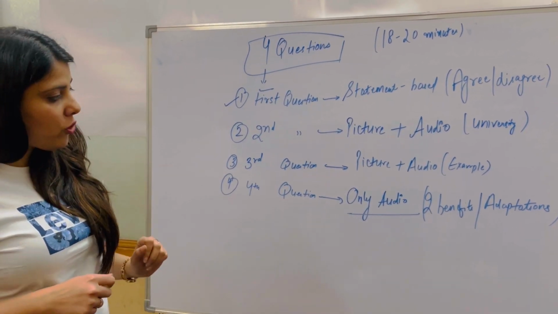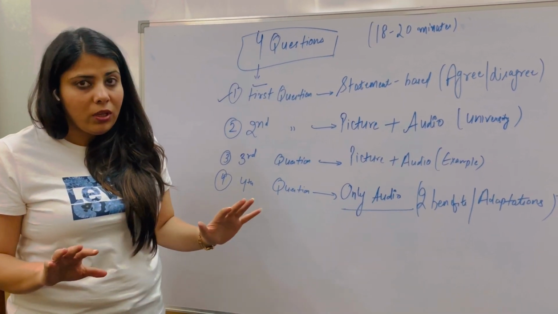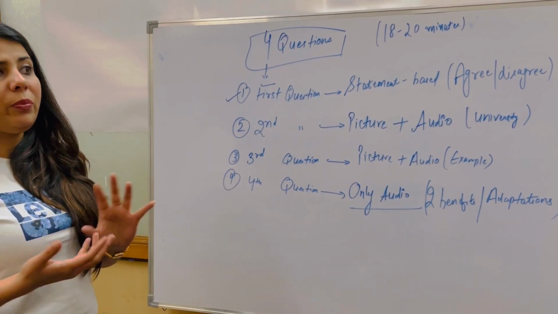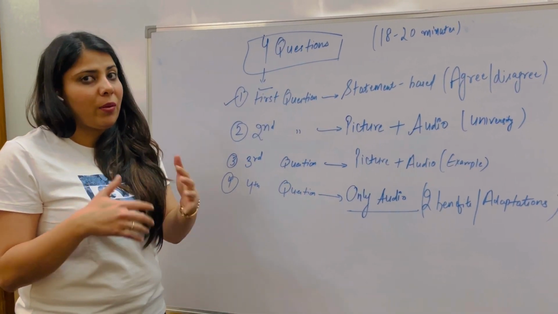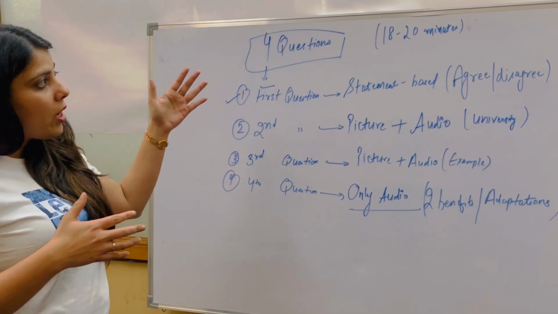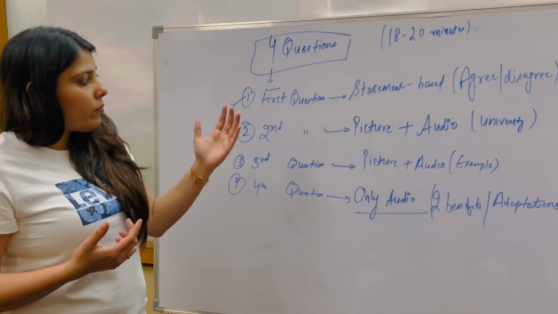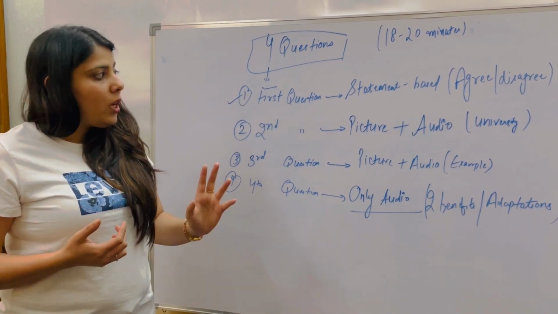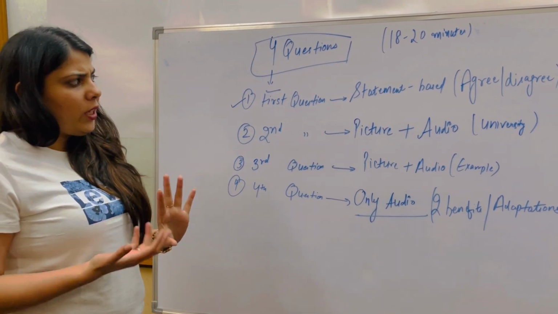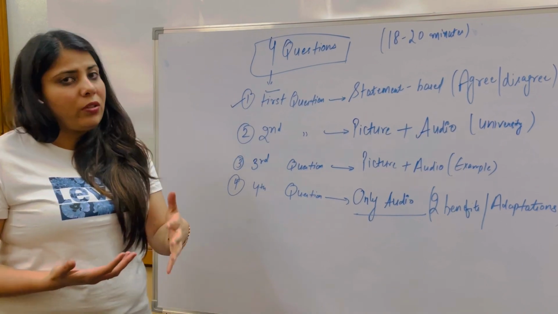Finally, in the fourth question, it is only audio in which the speaker will talk about the benefits or something, or it's the adaptations of animals or something. So, in TOEFL speaking, we have four questions. They go one by one, of course. First question, second, third, and fourth. And apart from this, it's very easy. Try to speak as naturally as you can.